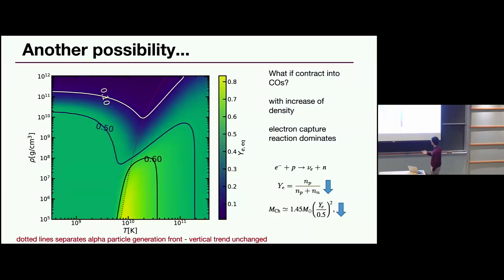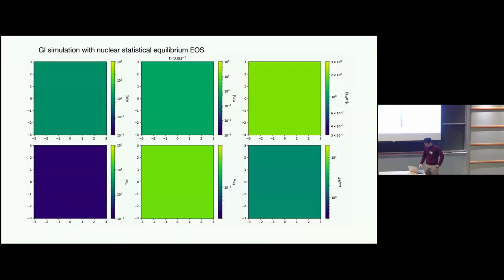The electron capture reaction will dominate to make the composition very, very neutron rich. So given enough time to contract and reduce their YE, any initial clump mass, even if subsolar, will reduce its YE, so its local Chandrasekhar mass becomes lower than one solar mass, and so gives them the possibility of evolving into low-mass neutron stars. So this is a qualitative picture.